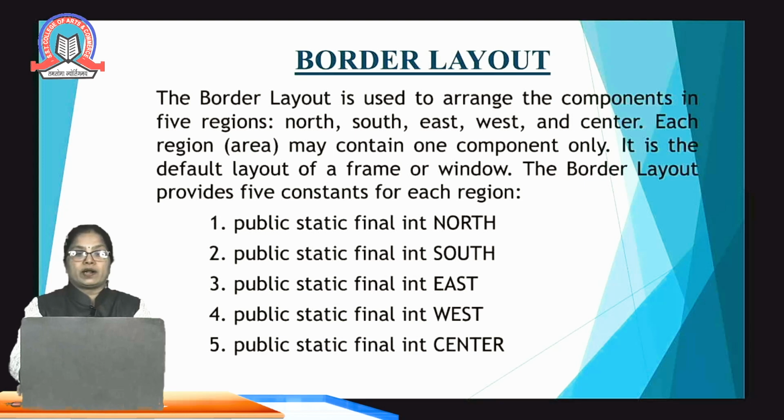So first we'll see border layout. The border layout is used to arrange the components in 5 regions: north, south, east, west and center. Each region or area may contain one component only. It is the default layout of a frame or window. The border layout provides 5 constants for each region. First is public static final int NORTH, public static final int SOUTH, public static final int EAST, public static final int WEST, and last one is public static final int CENTER.